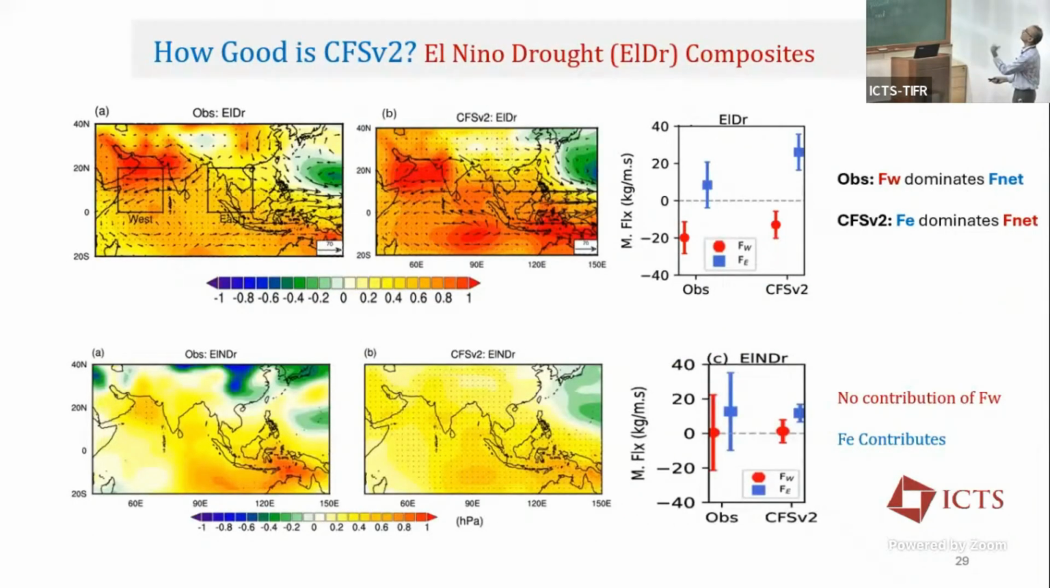Okay, so then how good is the CFS-V2 model in capturing this? That is the model which we use for the forecasting over this region. So this is again observation El Nino drought versus CFS-V2 El Nino drought. They look very, very similar.